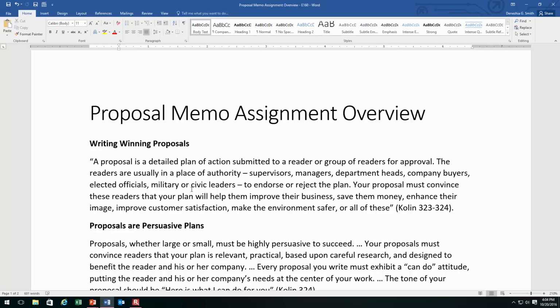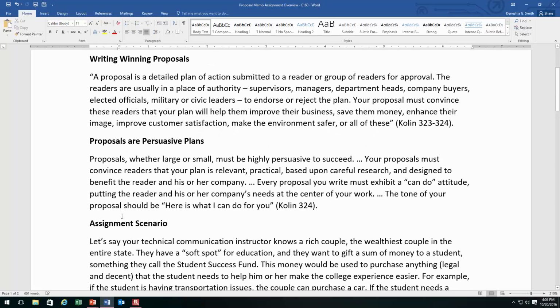You're seeking approval. Proposal memos are persuasive plans, so we talked about that too. Proposals, whether large or small, must be highly persuasive to succeed. Your proposals must convince readers that your plan is relevant, practical, based upon careful research, and designed to benefit the reader and his or her company. Every proposal you write must exhibit a can-do attitude, putting the reader and his or her company's needs at the center of your work. The tone of your proposal should be, here is what I can do for you. I've taken this information from select sentences on page 324 in the textbook, so you can go back and read over that information for yourself.